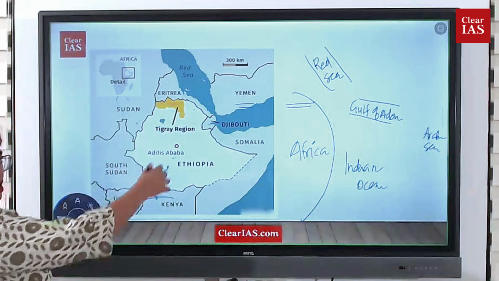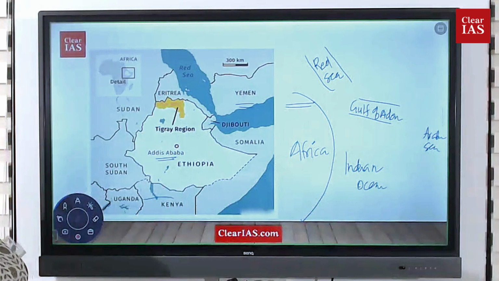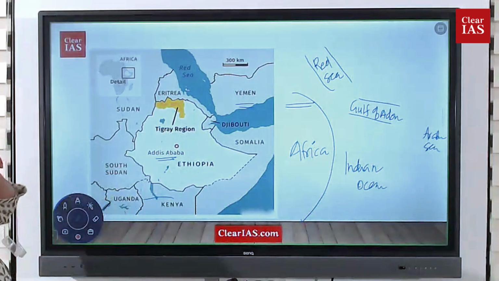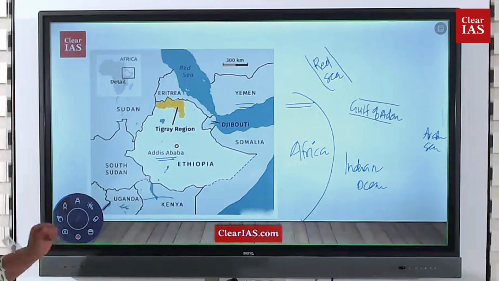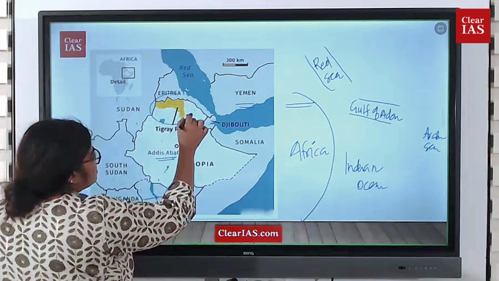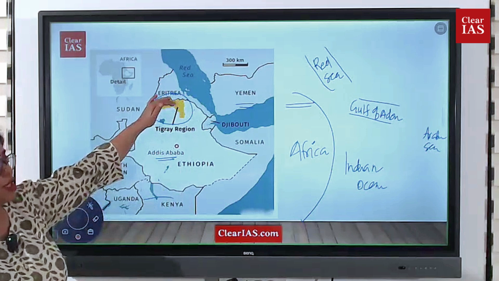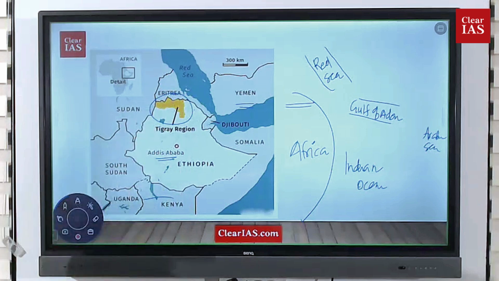And Ethiopia, we're talking about Ethiopia. Ethiopia's capital is Addis Ababa. And see the Tigray region. Where is the Tigray region? The Tigray region is towards the north. North means it is very close to Eritrea.